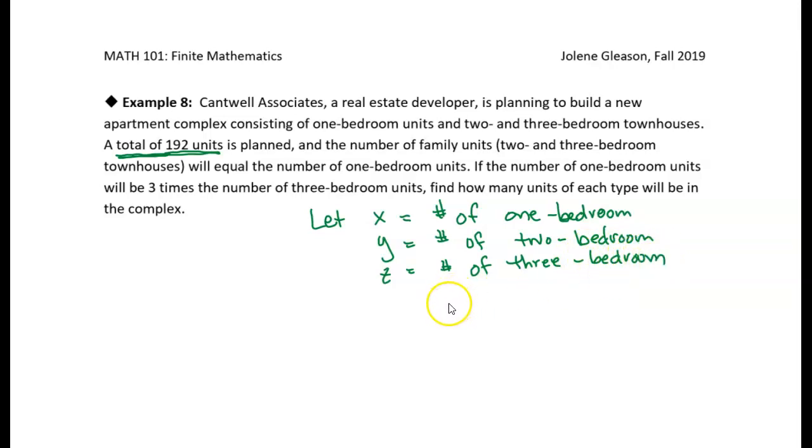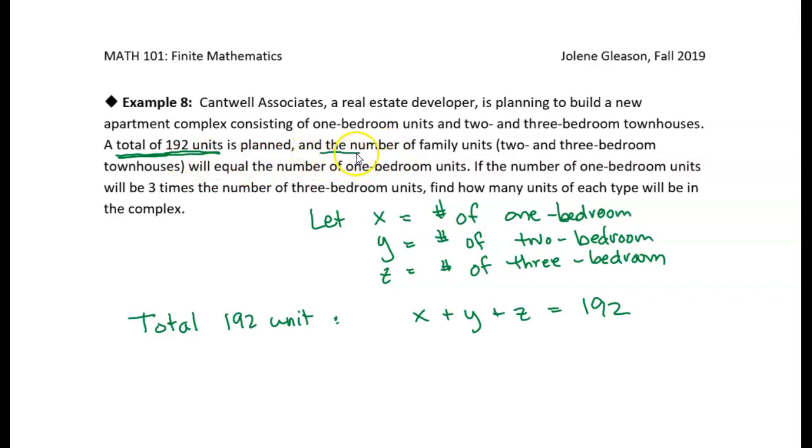All right, so now that I have some variables defined, now I can write some equations. The first piece of information was just saying that we want a total of 192 units. So that's just telling me that x, the number of 1 bedroom units, plus y, the number of 2 bedroom units, plus z, the number of 3 bedroom units, is 192. All right, that's pretty straightforward. Now we just need to go back up to our paragraph and find the next information. So that's the first piece of information.